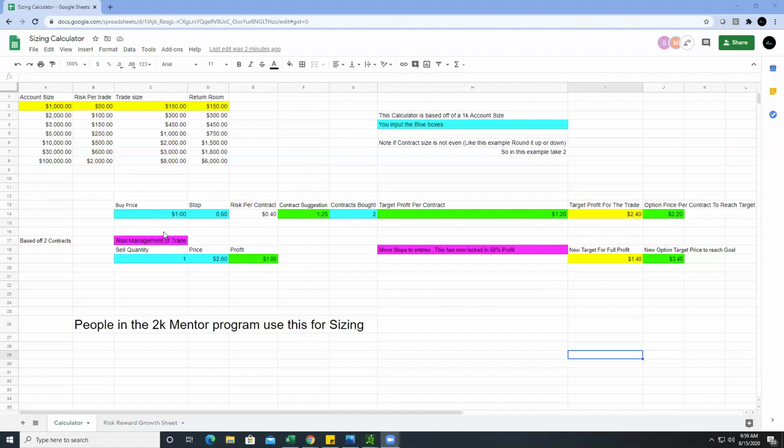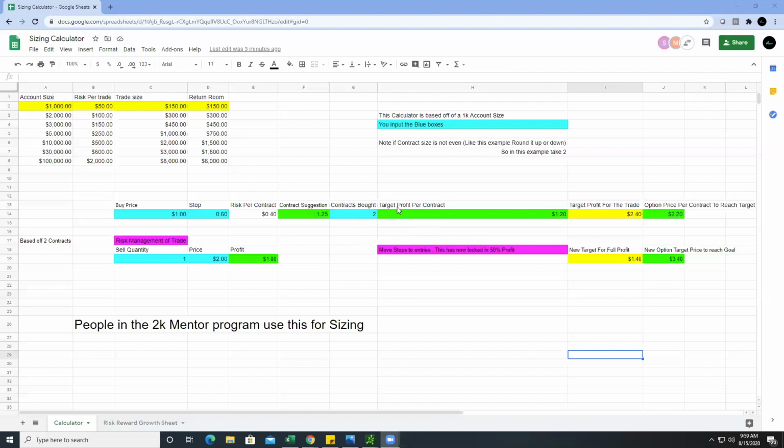But here is a simple example. They fill in the blue boxes. Okay, the buy price is $1. I say stops at 60 cents. That means you're risking 40 cents per contract. Okay, suggestion on the contract size is 1.25. Well, obviously you can't take a quarter of a contract. Most of our traders round up to 2 contracts.